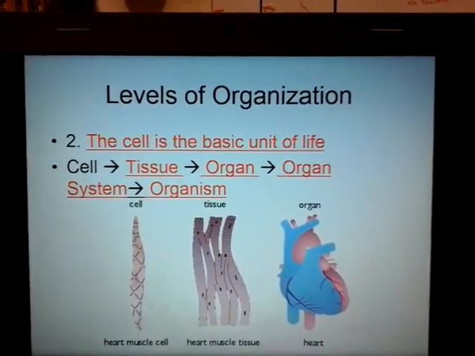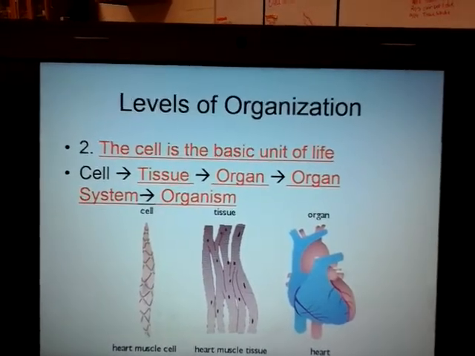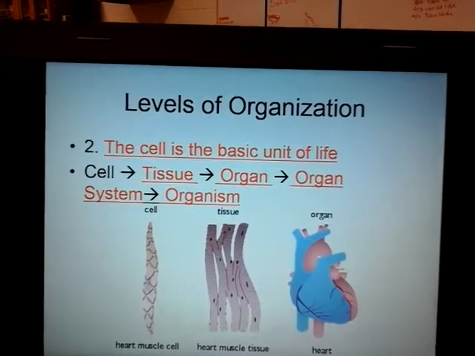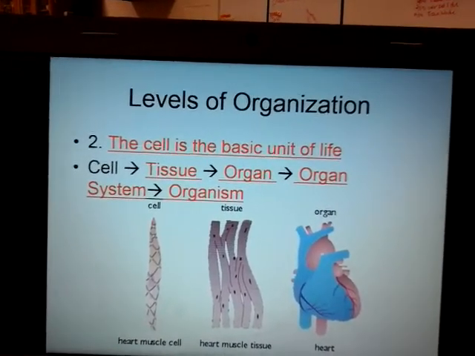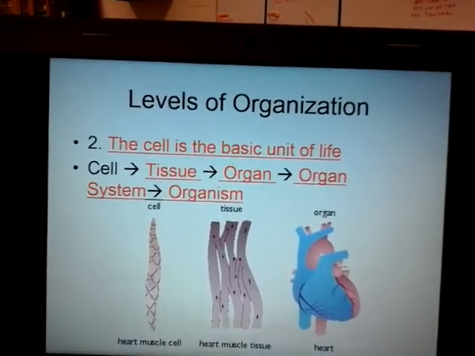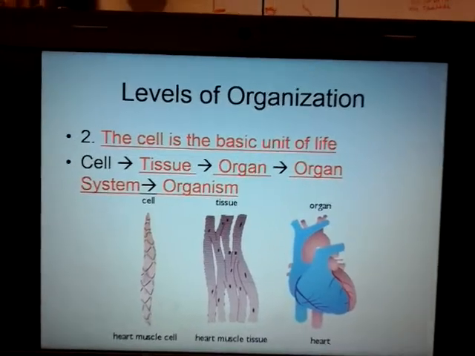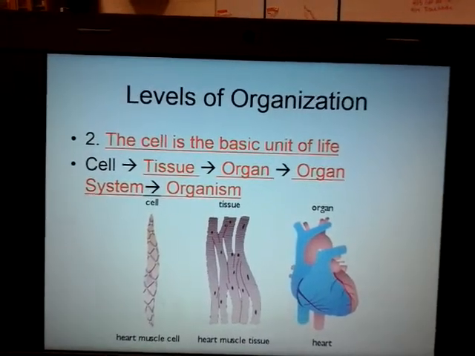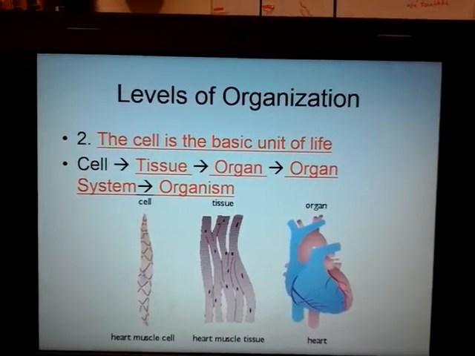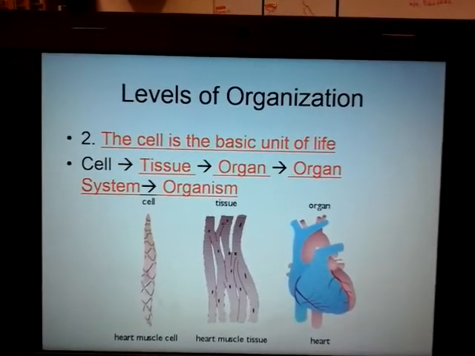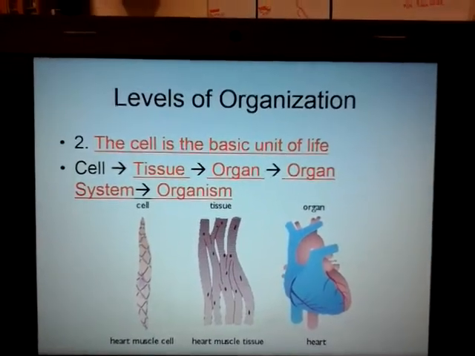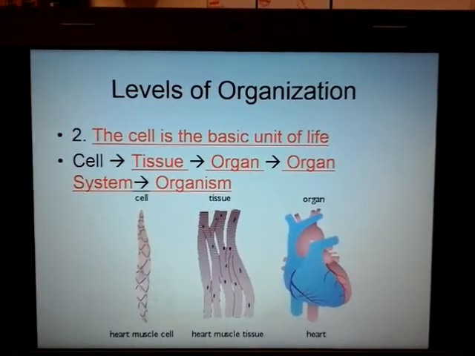When you have a bunch of organs working together, that gives you an organ system. So for example, the cardiovascular system. That's the heart and all the blood vessels in your body. Or your nervous system. That's the brain and all the nerves in your body. And if you're large enough and advanced enough to have organ systems, you fall into this category we call an organism. Now, even unicellular creatures can be organisms, okay? Like protists, euglena, amoeba, different types of algae. Okay? We still call them organisms. But by definition, an organism is a group of organ systems that are working together.